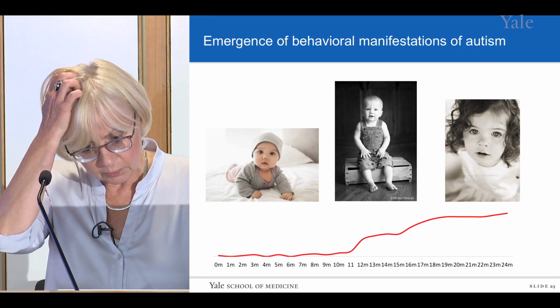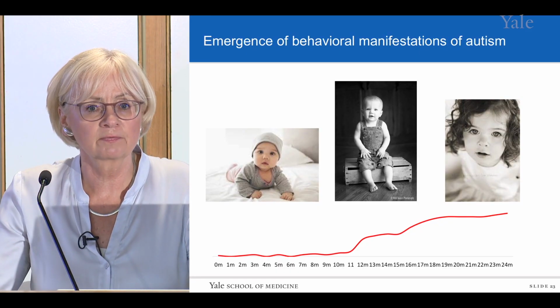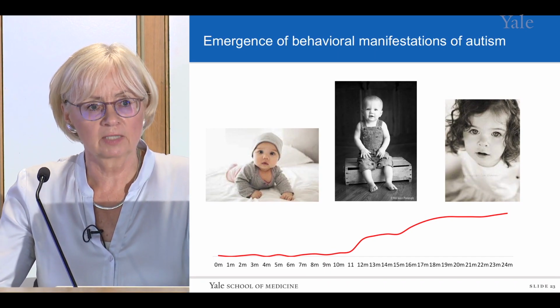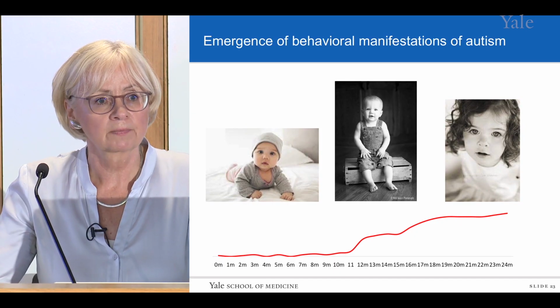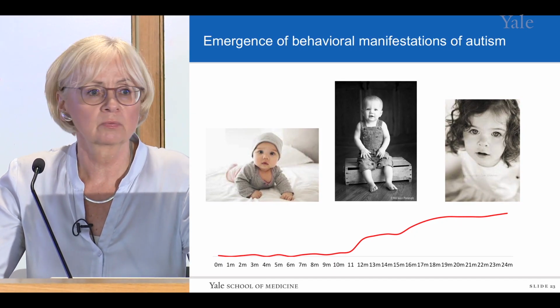So is it true that autism really doesn't start until the second year of life? Or is it true that there are pathogenic factors which are already unfolding, but they are unfolding on a level that is more difficult to capture with the naked eye?